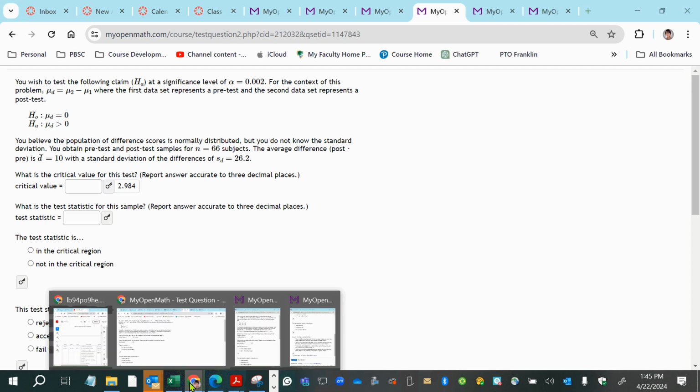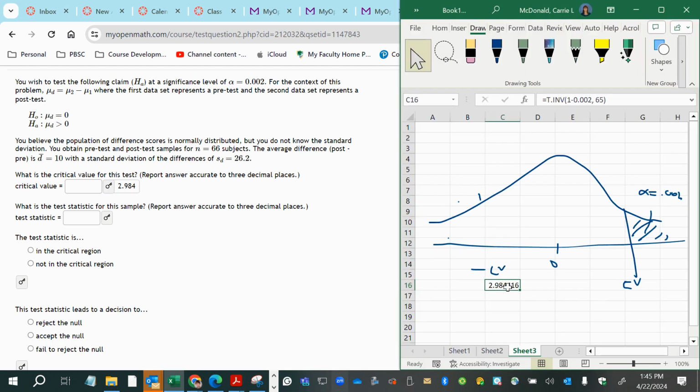Another way of getting a positive critical value is I could have just done it without the 1 minus, and then it would have given me the negative critical value. But since I realized that this is a right-tailed test, I should know that my critical value should be positive. So, you can just use that knowledge as well as an alternative.